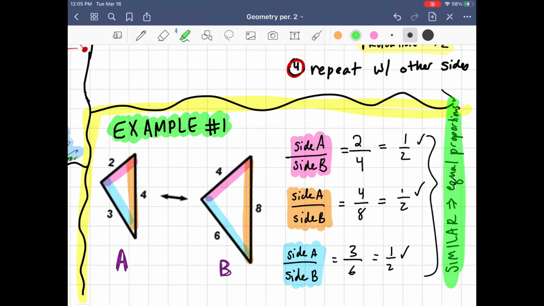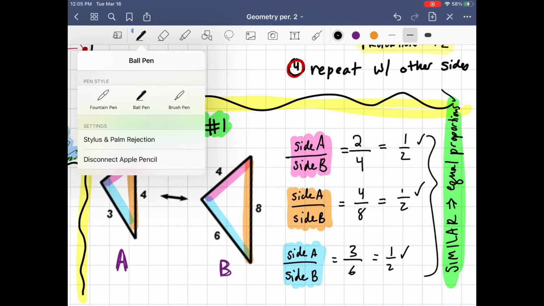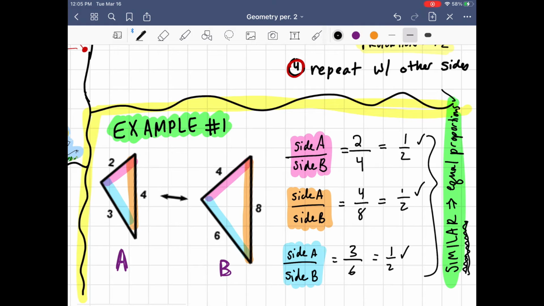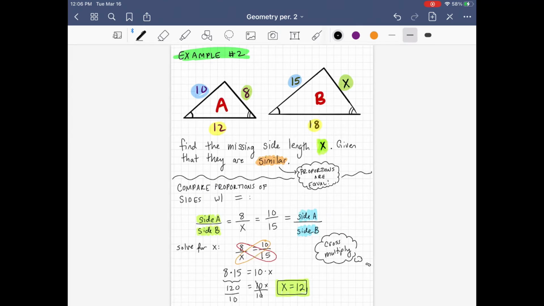It's important to notice and point this out at the end. Even if you do all the math correctly, you need to say, yes, they are similar. All right, let's move on to an example.